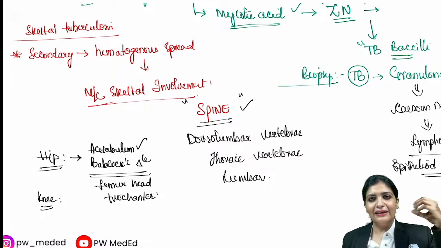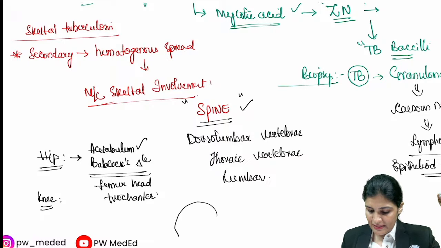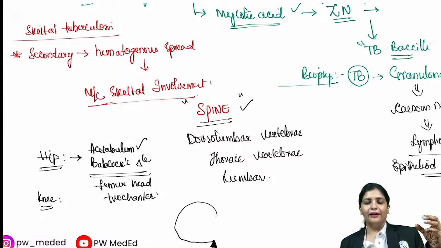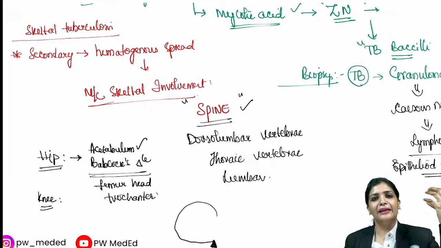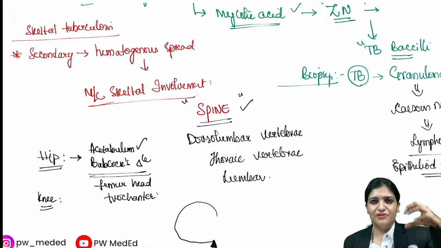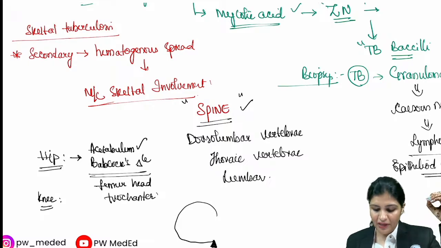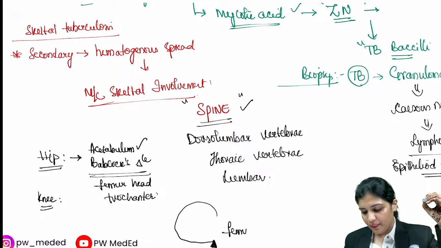Babcock's triangle is that area. If you say this is the head, then the small subcapital area, anterior posterior subcapital area, is the smallest area where tuberculosis can occur, mainly because of decreased macrophages, an immunodeficient area. So that is the Babcock's triangle in the femur head.